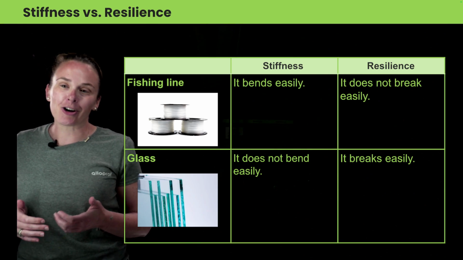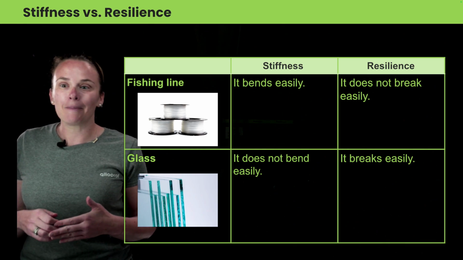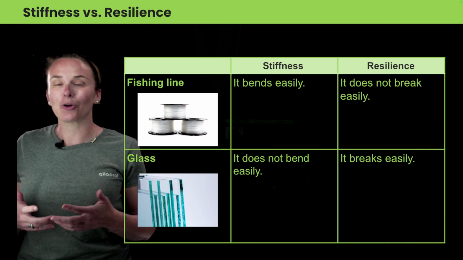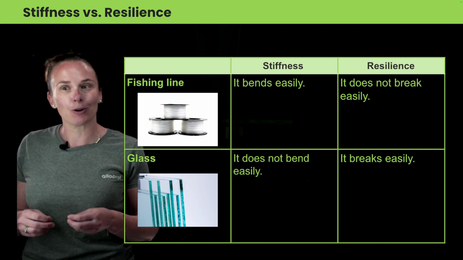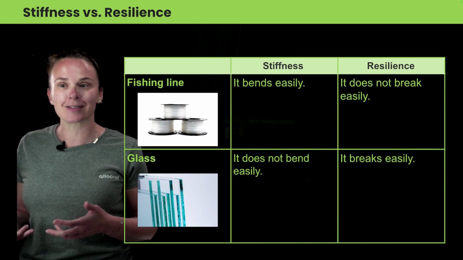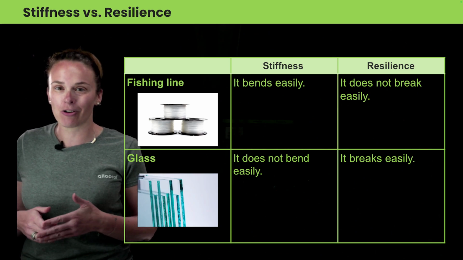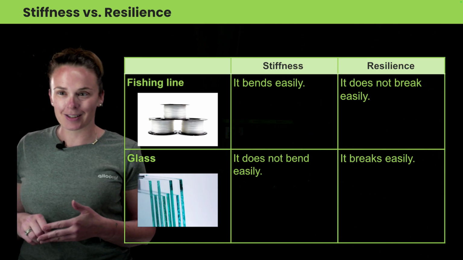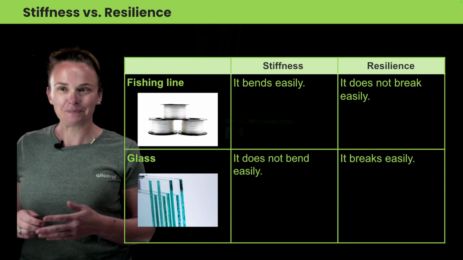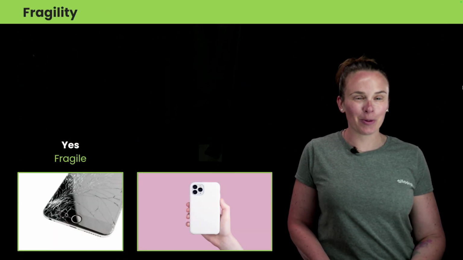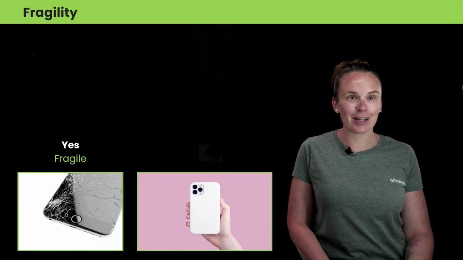If we look at our glass straws here, glass does not bend easily. That's the whole point of glass. But we know that it is not very resilient. If you were to drop a glass straw or glass vase on the ground, it would break very easily. So glass is not very resilient. I hope this helps.